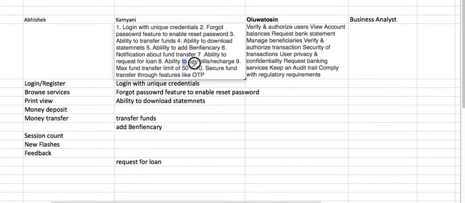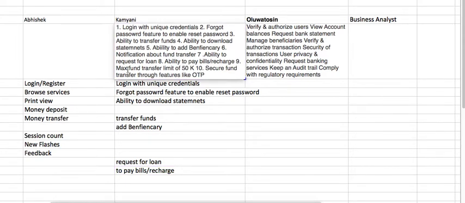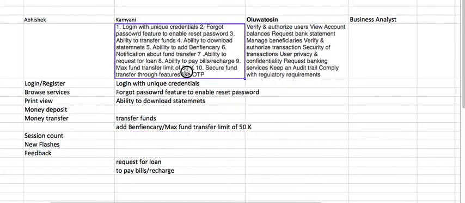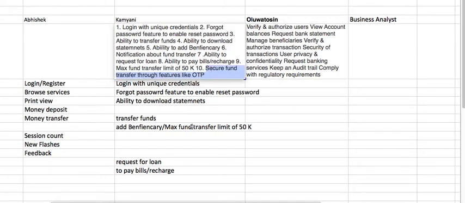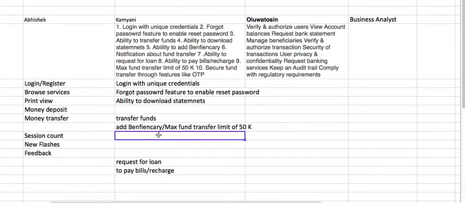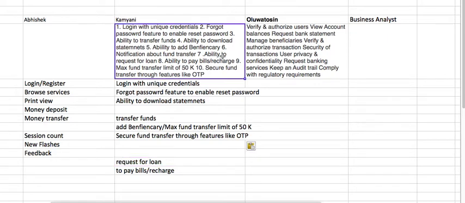Bill payment, to pay bill or recharge. Okay. Here you don't have the bill payment. Okay. Max fund transfer, okay, these are part of your add beneficiary. This is again your transfer fund. Secured fund, again this is part of your fund transfer. What is session count? I don't understand. What do you mean by session count here?